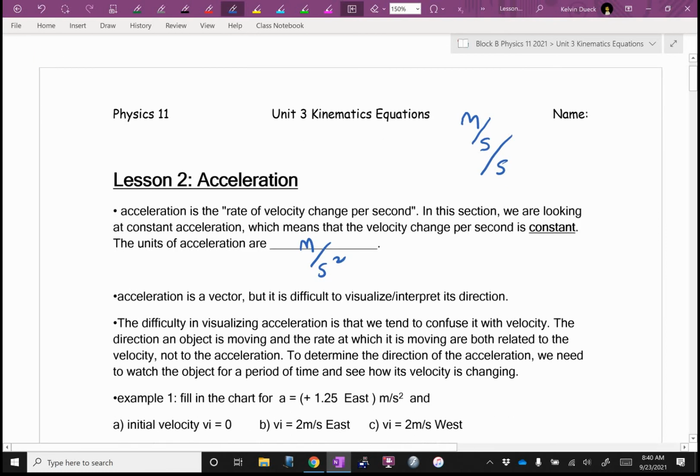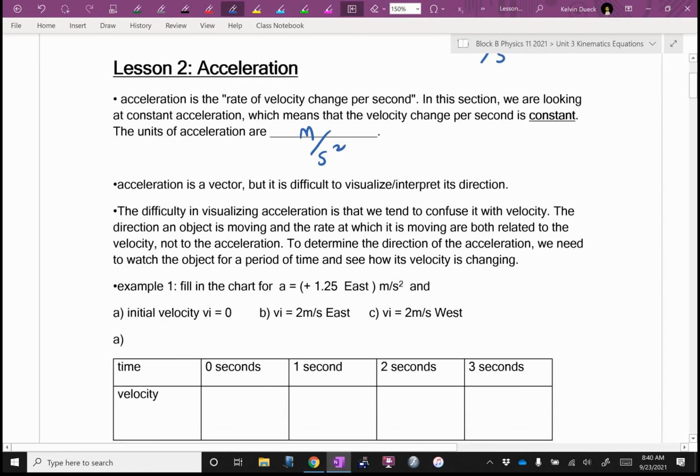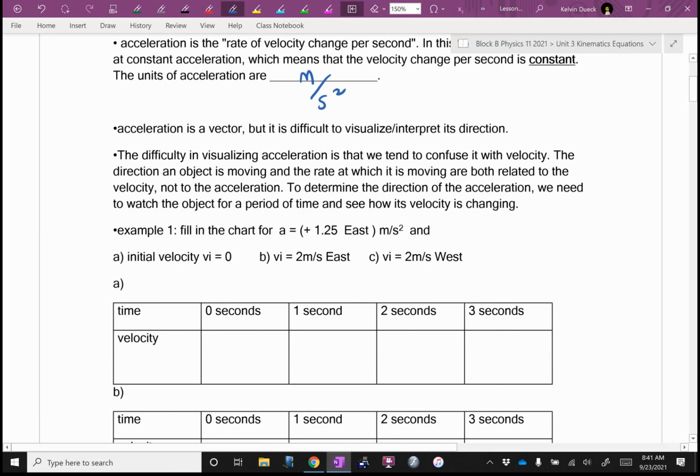Acceleration is a vector, but it's difficult to visualize or interpret its direction, because we tend to confuse it with velocity. The direction an object is moving and the rate at which it is moving are both related to the velocity, not to the acceleration. To determine the direction of the acceleration, we need to watch it over a period of time and see how its velocity is changing.